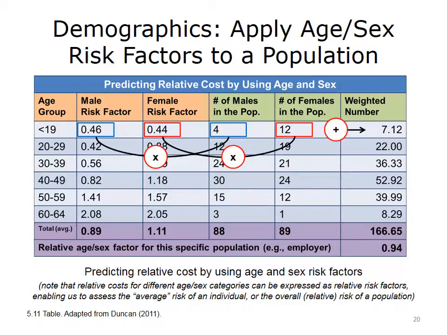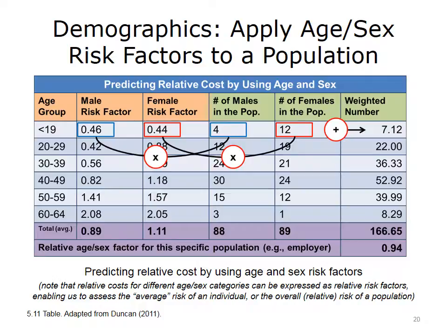This table lists the population-wide risk factors calculated for each age and sex combination, as calculated in the previous slide, and applies them to a given insurance plan, which in this case is a small employer plan of 88 males and 89 females. The table shows how custom-weighted numbers are calculated for this specific plan, as the ratio of age bands and sexes is different than the larger database used to create the population-wide risk factors.